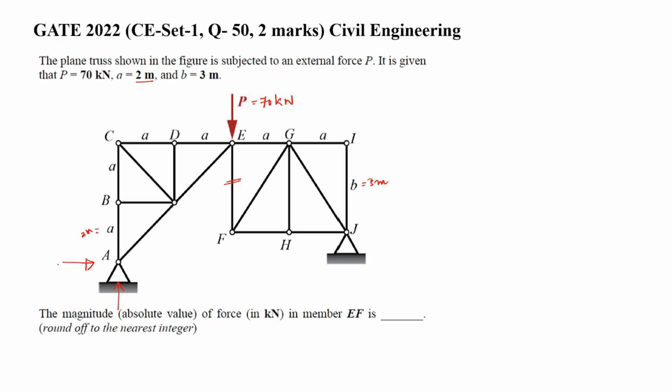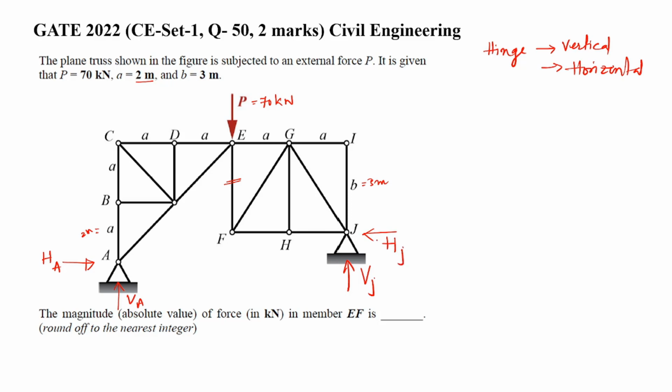There will be two reactions possible because it is a hinge. In a hinge, two reactions will be possible: vertical and horizontal. One is perpendicular to the floor, one is parallel to the floor. So let us say this is HA because it is point A, and this is VA, the vertical reaction, and here also another vertical reaction is possible, that is VJ, and another horizontal reaction, let us say, that is HJ.